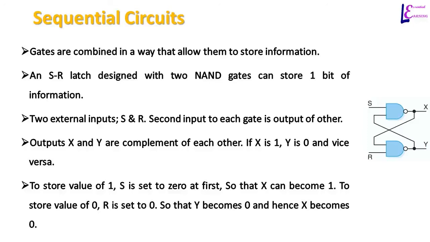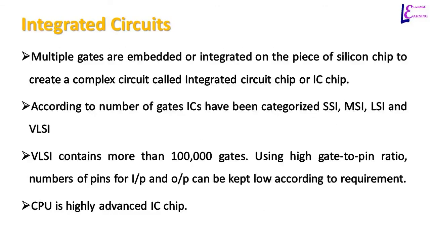So to store 1 in circuit, S is set to 0 so that X can become 1. And to store value of 0 in circuit, R is set to 0, hence Y becomes 0, and in result X will become 0 as well.